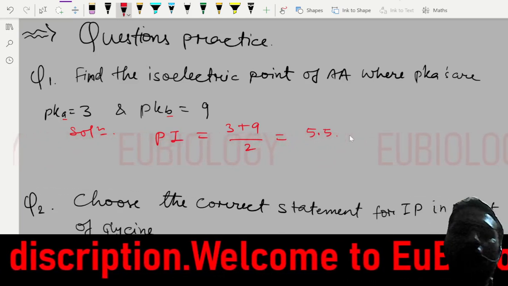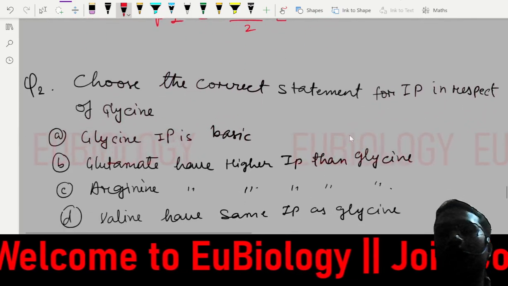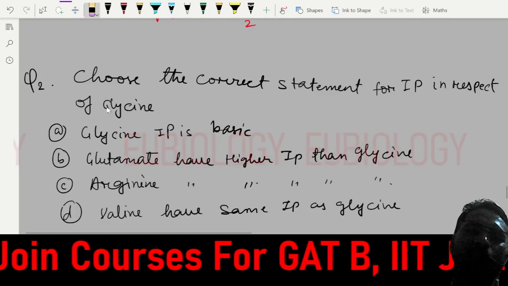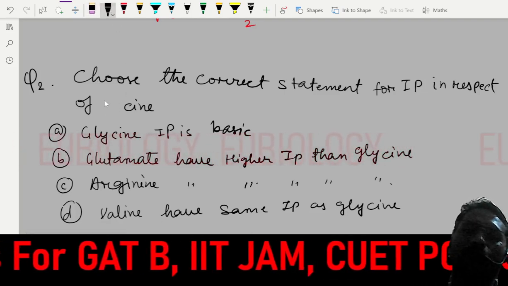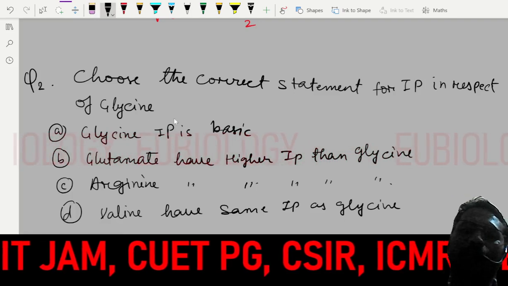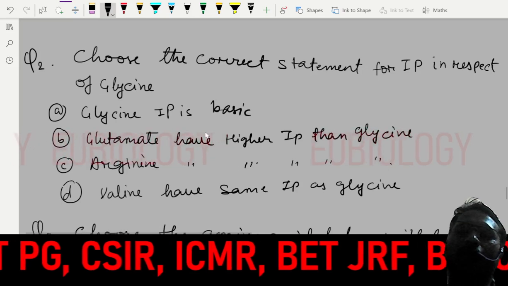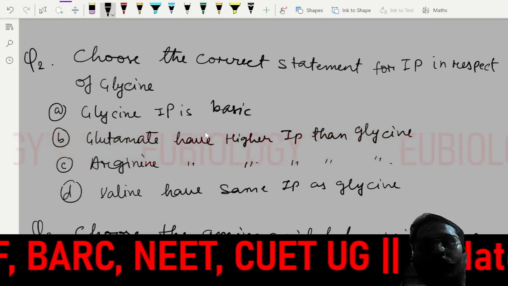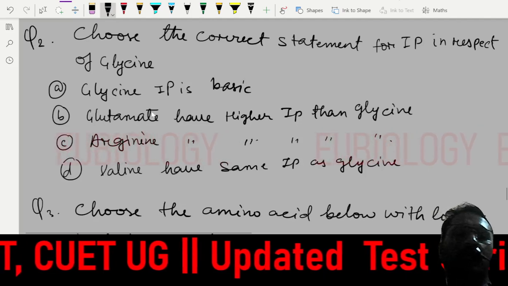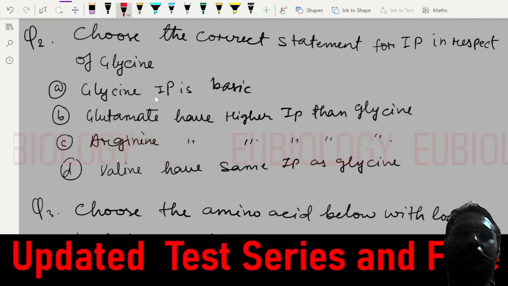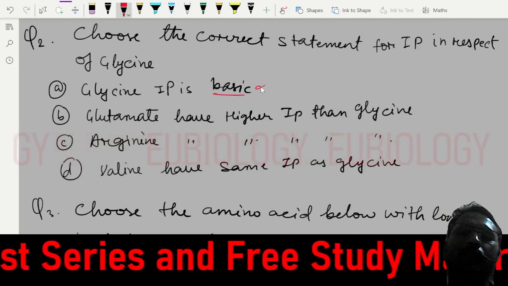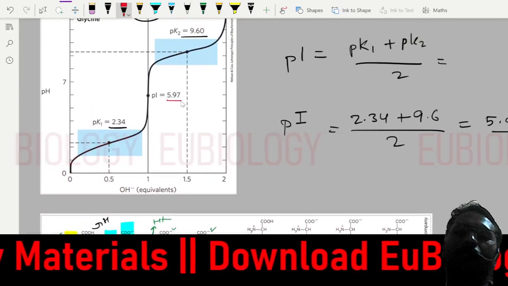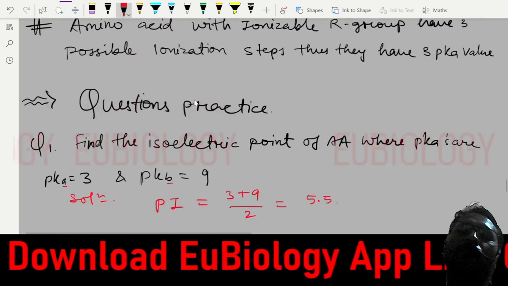Now the question is: choose the correct statement for the isoelectronic point in respect of glycine. So what you have to do, you just pause this video and solve first, and then you can check your answer. So you have to find the statement related to the isoelectronic point of glycine. First it is saying the glycine isoelectronic point is basic. So this itself is wrong. Just now we studied in this diagram that the isoelectronic point is 5.97. It means it is not basic, it is acidic.